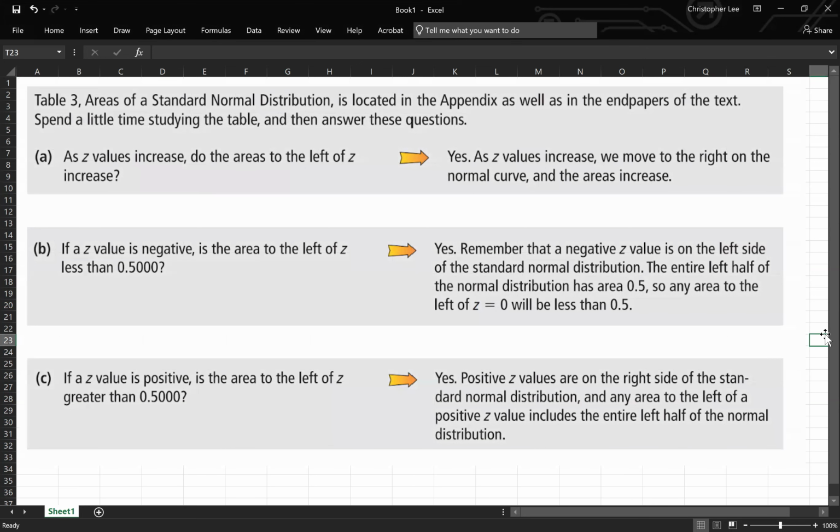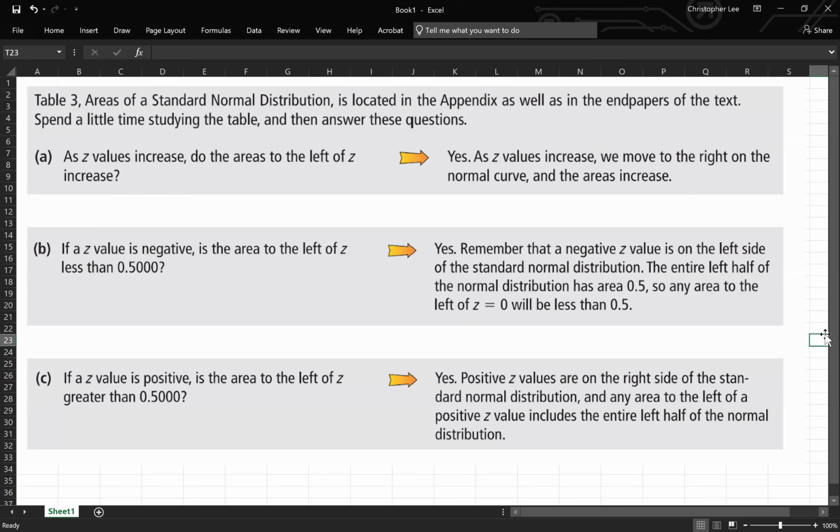So table 3, areas of a standard normal distribution, is located in the appendix as well as in the end papers of the text, right? Spend a little time studying the table and then answer these questions. So as the z values increase, do the areas to the left of z increase, right? And then we said yes, it does. Remember, as the z is moving from left to right, the area under the curve is getting larger, so it does increase, right? If a z value is negative, is the area to the left of the z less than 0.5? We said yes, it is, right?